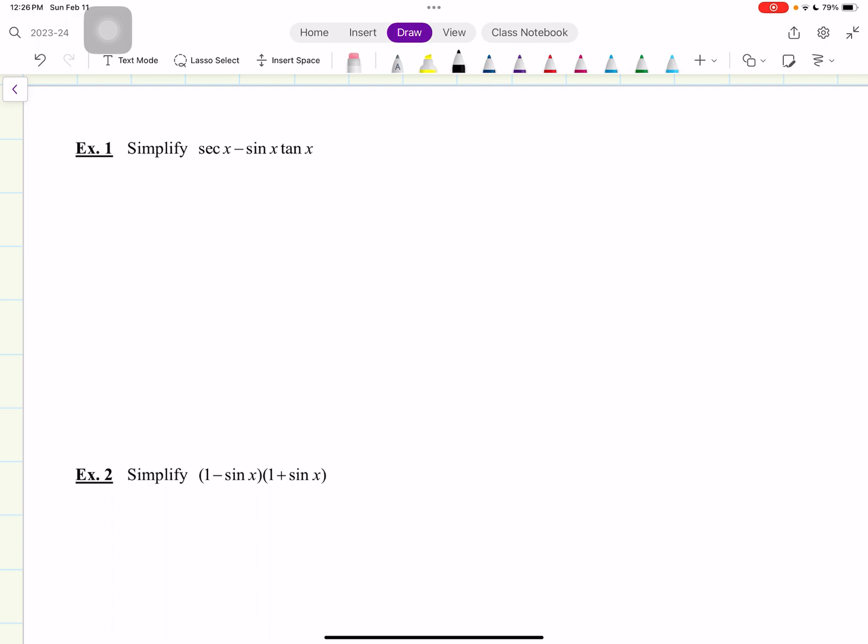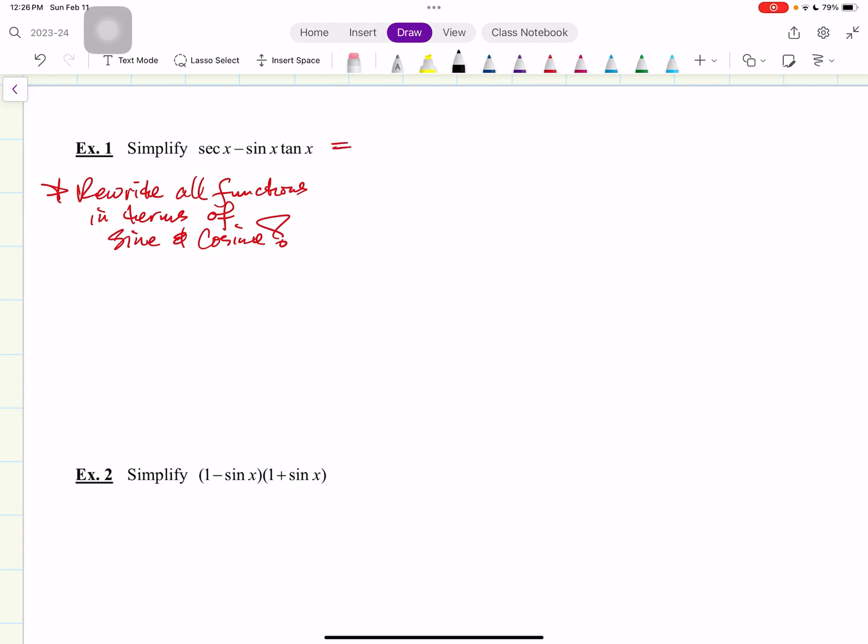All right, so here we go. Let's apply this stuff. The first one is secant x minus sine x times tangent x. The first basic skill you have to do, and let's write it in red over here, is rewrite all functions in terms of sine and cosine. If you're going to simplify things, this is the first thing you do.